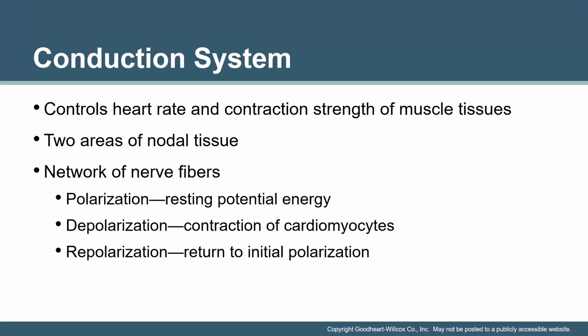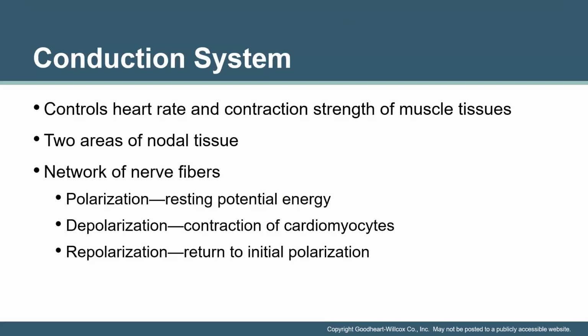Now let's talk through the conduction system of the heart. Okay, I already mentioned this because we had to touch on it with the SA node, the AV node, right? But we're going to go through the entire conduction system of the heart because this is really the electrical part that regulates the heart. And if it's electrical, it's being controlled then by the nervous system. So this will control the heart rate and contraction strength of muscle tissues.